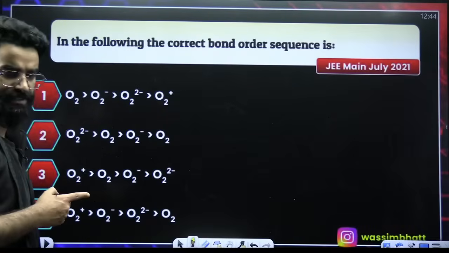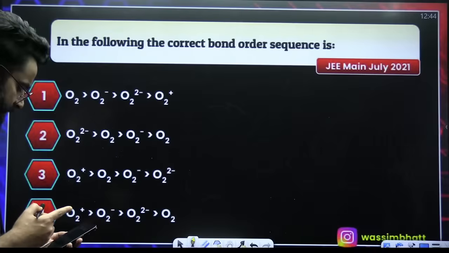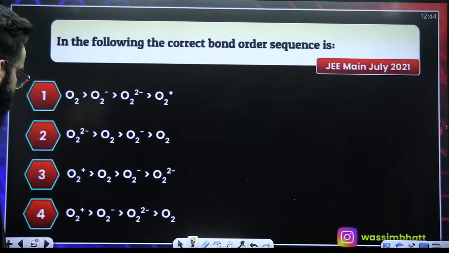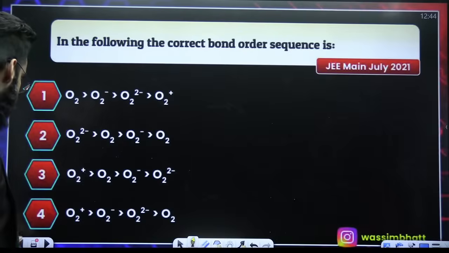What about this one? This question we already solved. If you remember, a few minutes back, this question we already solved. Correct bond order sequence. We already solved this question a few minutes back.